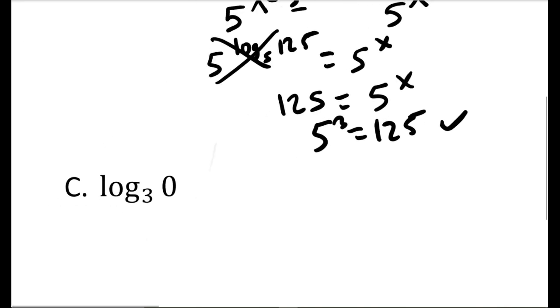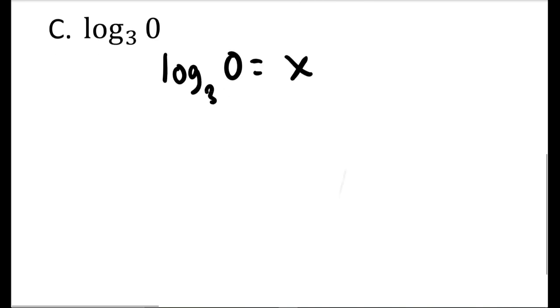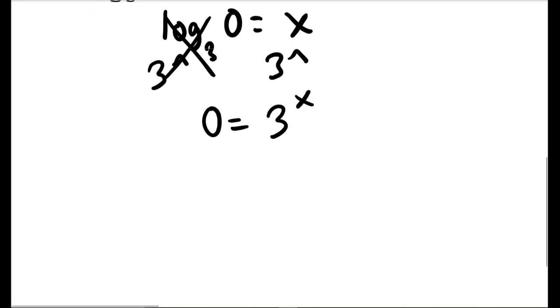All right. So now next one, log base 3 equals 0. Again, we're going to set this equal to x and solve. So we've got to get rid of the log base 3. So I'm going to do 3 raised to both sides. 0 equals 3 to the x power. Now, is there any number that I can plug in for the exponent here to get 0? If I plug in x equals 0, well, we know that 3 to the 0 is 1. And so that can't work. So x cannot be equal to 0.